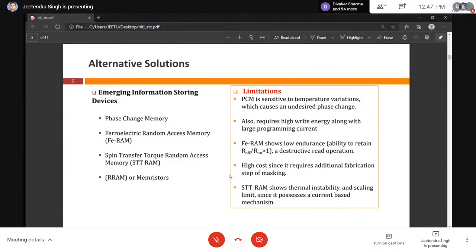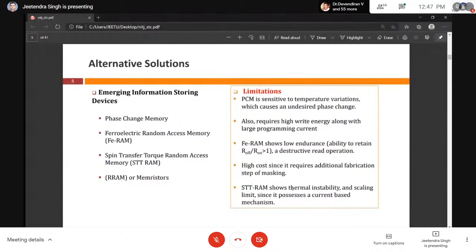But since it is a current-based mechanism, it also has thermal instability and a scaling limit, because the tunneling junction, the magnetic layer junction, should be very thick. So it is also a scaling problem.